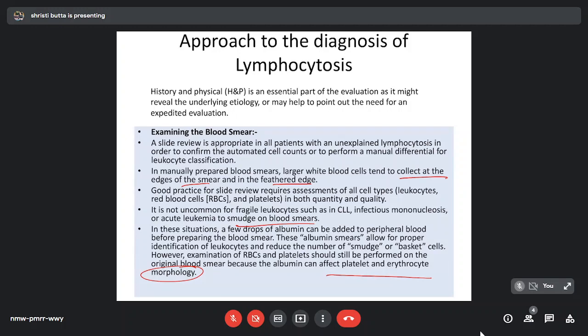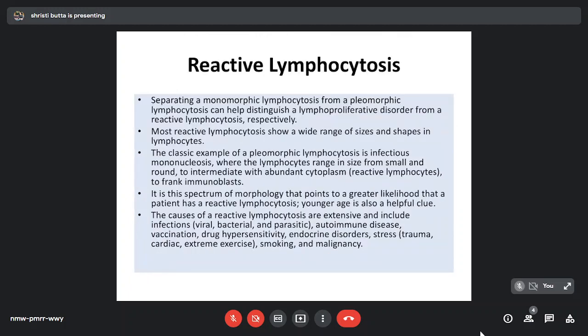Younger age is also a very helpful clue, because usually patients of young age are affected by viral and bacterial infections. For autoimmune disorders, yes, there might be a history of vaccination, drug hypersensitivity, endocrine disorders, stress, smoking, and even a history of malignancy. While most of these reactive lymphocytoses are pleomorphic, a few important exceptions do exist.